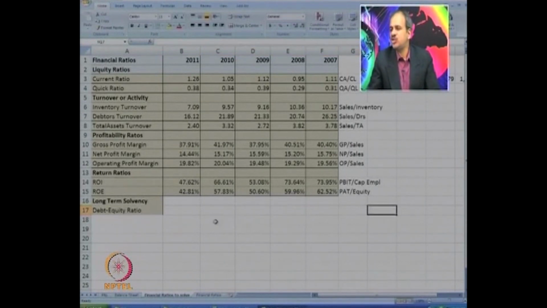In the debt equity ratio, we try to link the profitability as a proportion of sales.